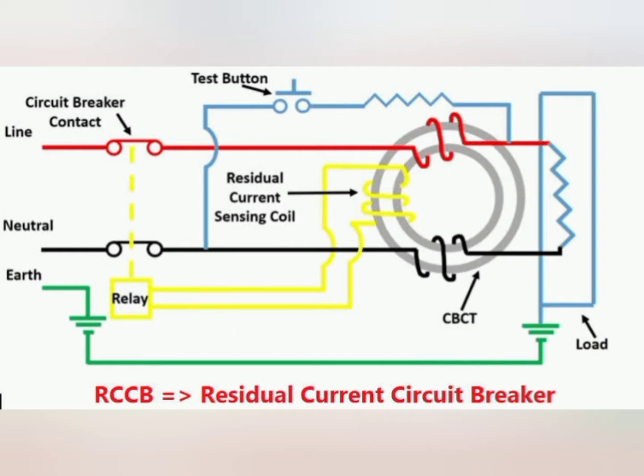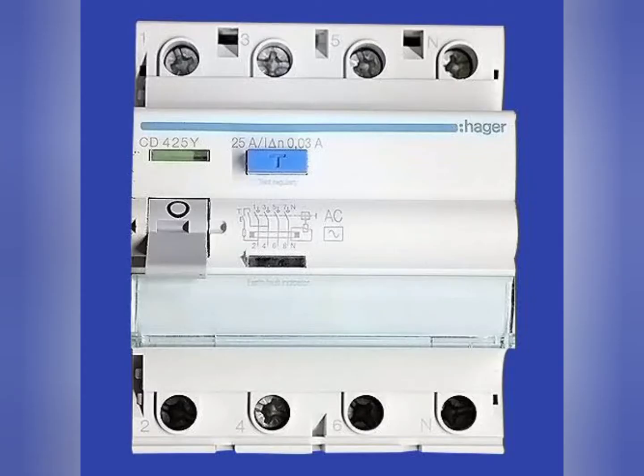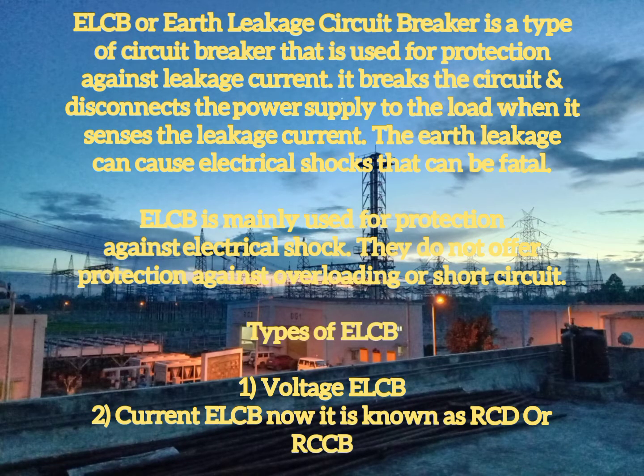With the test button we can easily check whether the tripping is initiating, whether it is working or not. These are all the examples of your RCCBs. That is a single phase single pole RCCB. This is a 4-pole RCCB. Next, coming up to ELCB.